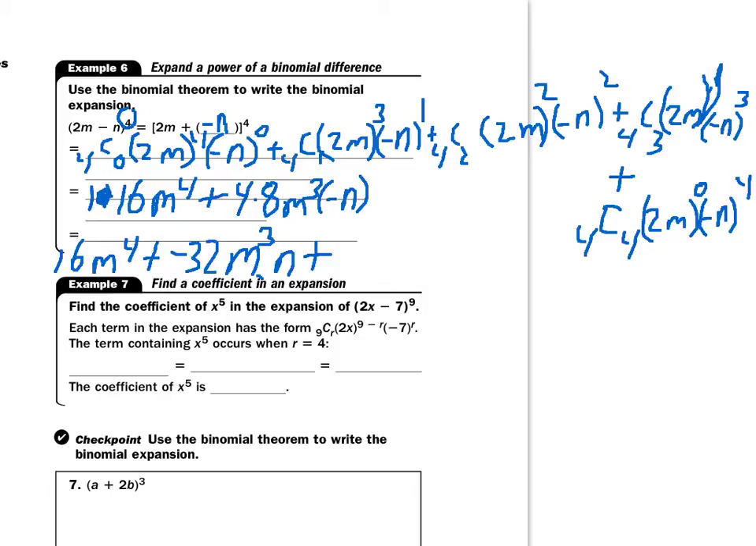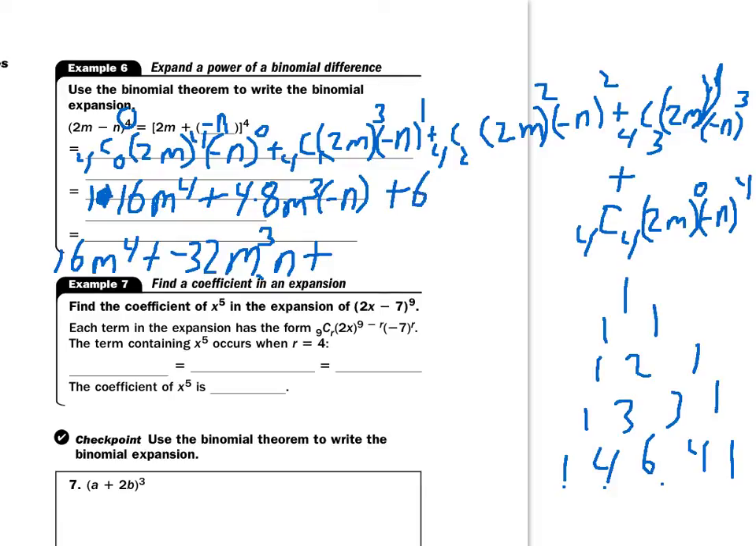Now, 4 choose 2 is going to be, if we remember our Pascal's triangle, we had 1, 1, 1, 1, 2, 1, 1, 3, 3, 1, 1, 4, 6, 4, 1, right? 0, 1, 2. So that's going to be a 6. Right here is 6 times 2 squared, which is 4, m squared, negative n squared. Well, the negative gets squared, so it's positive, so it just becomes n squared. So I have 24 m squared n squared.